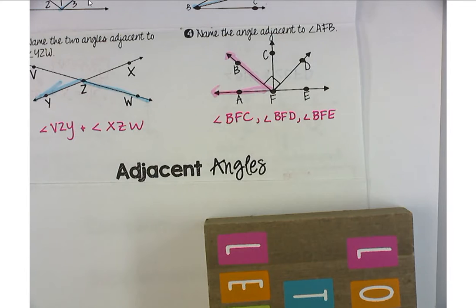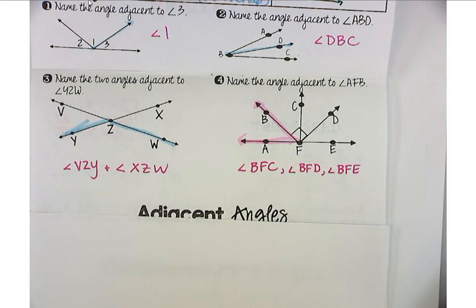All right, and then after adjacent angles, we are going to go to linear pair. And linear pair is the very last one in your foldable.